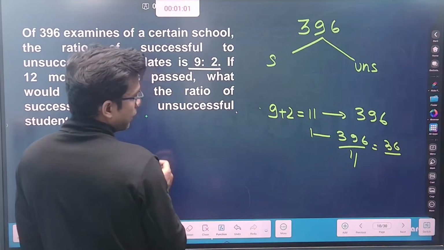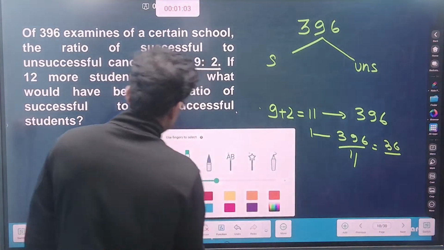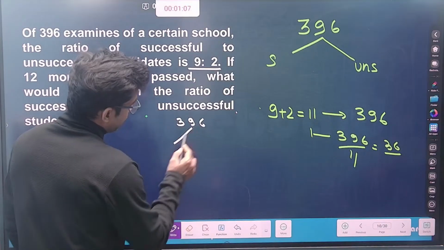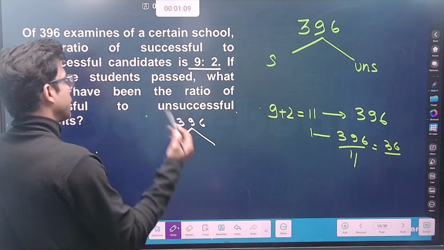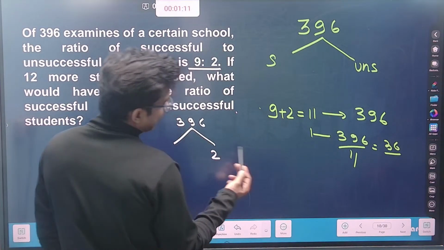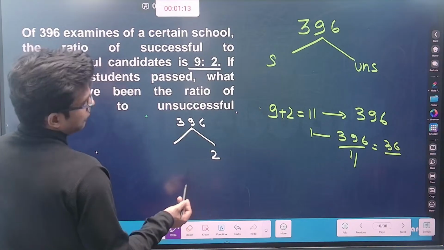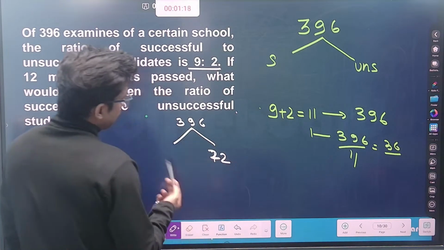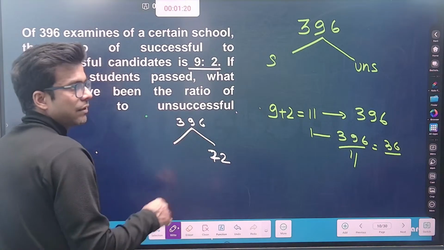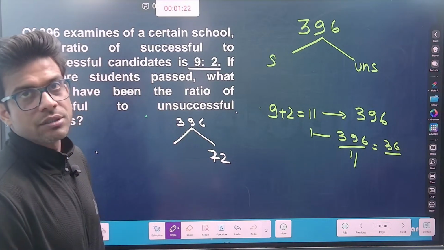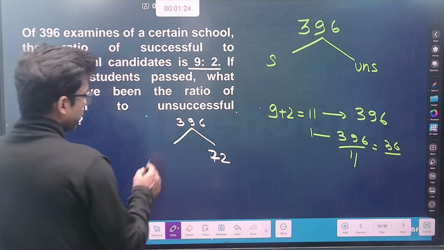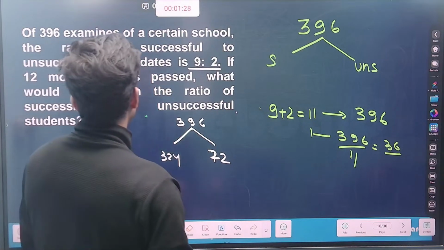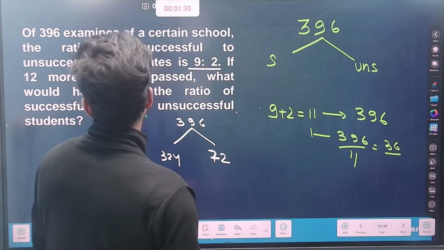So I can write down here. It was mentioned in the question that 396 is getting bifurcated into successful and unsuccessful, where 2 is the unsuccessful and one value is 36, then this value would be 72. If this is 72, then 396 minus 72 is 324. Write down 324 here.